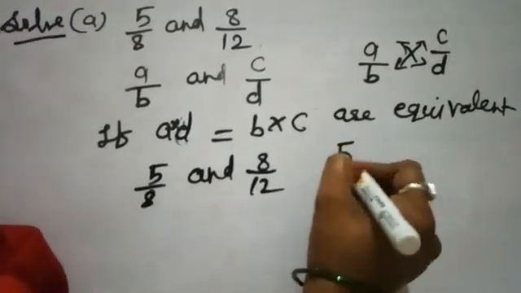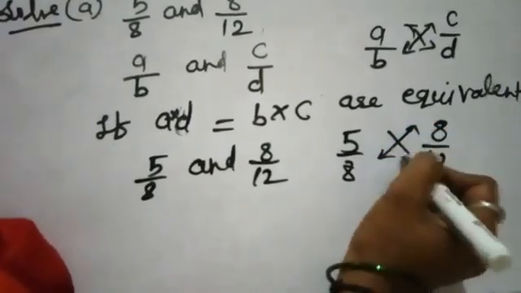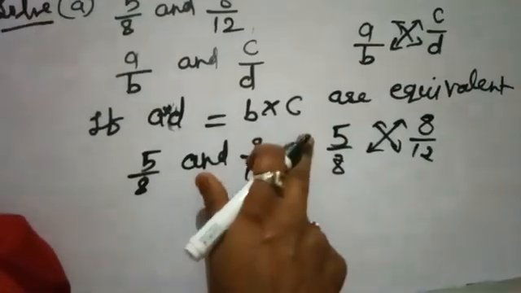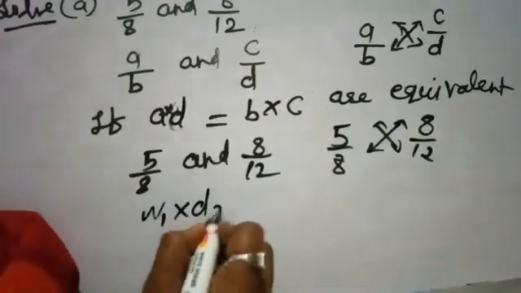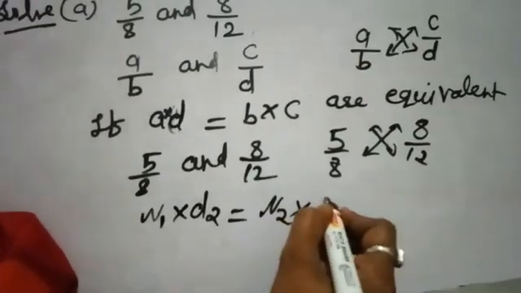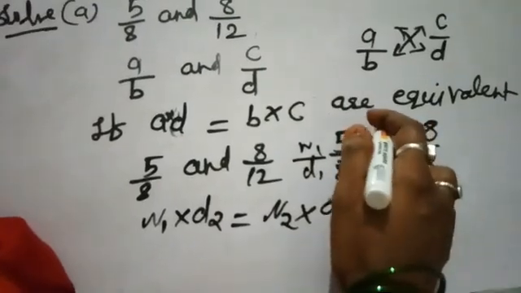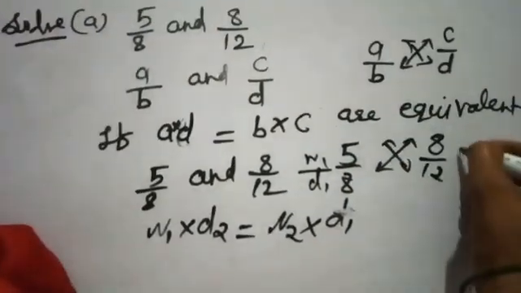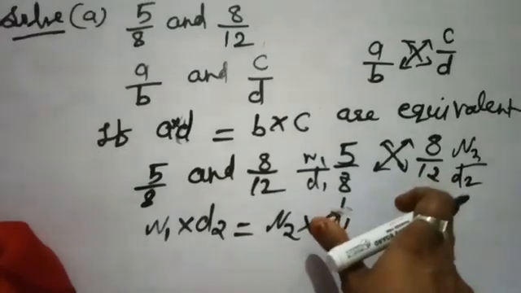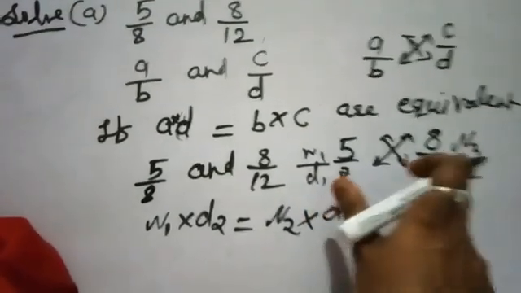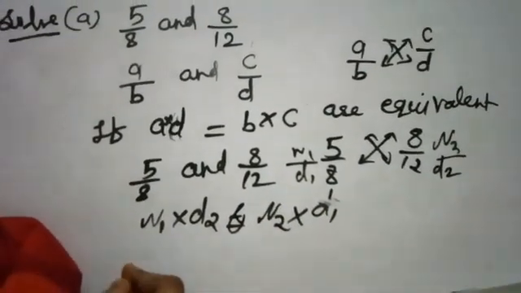So here let us see 5 upon 8 and 8 upon 12. What do we do here? We have to cross multiply both the fractions. When we do cross multiplication, first numerator multiplies by second denominator. Here n1 into d2 is compared with n2 into d1. This is our n1 and d1, it means first numerator, first denominator, and this is the second numerator and second denominator. First numerator multiplied by second denominator and the second numerator multiplied by the first denominator. So what is our answer?